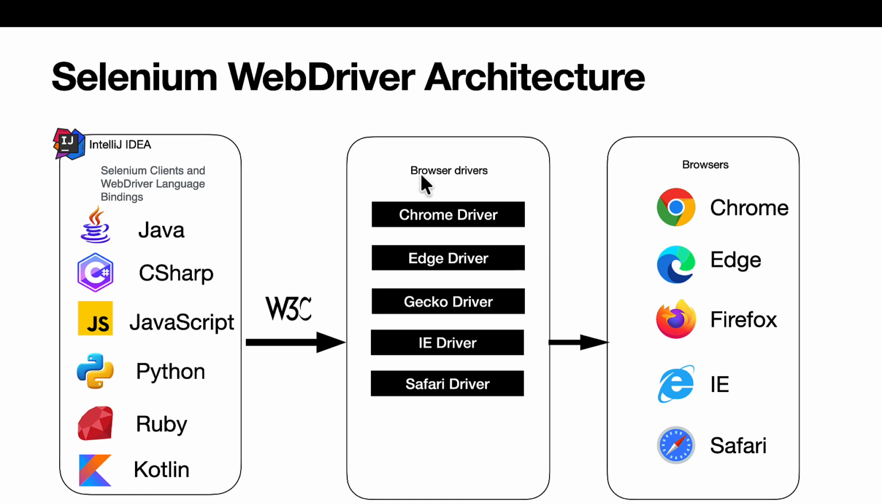So let's say you want to run your script in a Chrome browser, it will take the help of Chrome driver. Without this driver it will not be able to communicate with the browser. So let's say you have Chrome driver installed, and once you run the script, it will hit the Chrome driver using this W3C protocol, and that's how your browser will get invoked. If you are running in an Edge browser, it will take the help of Edge driver and it will execute in Edge.